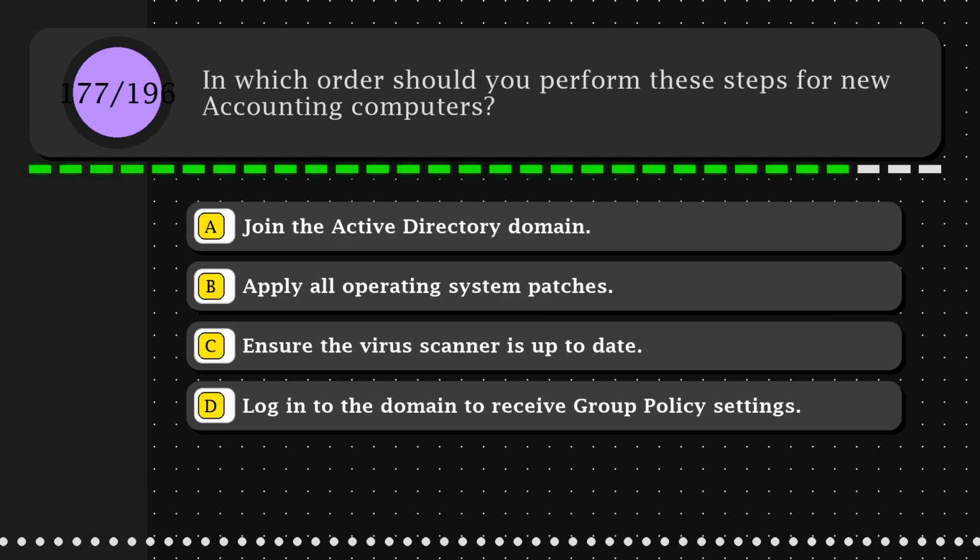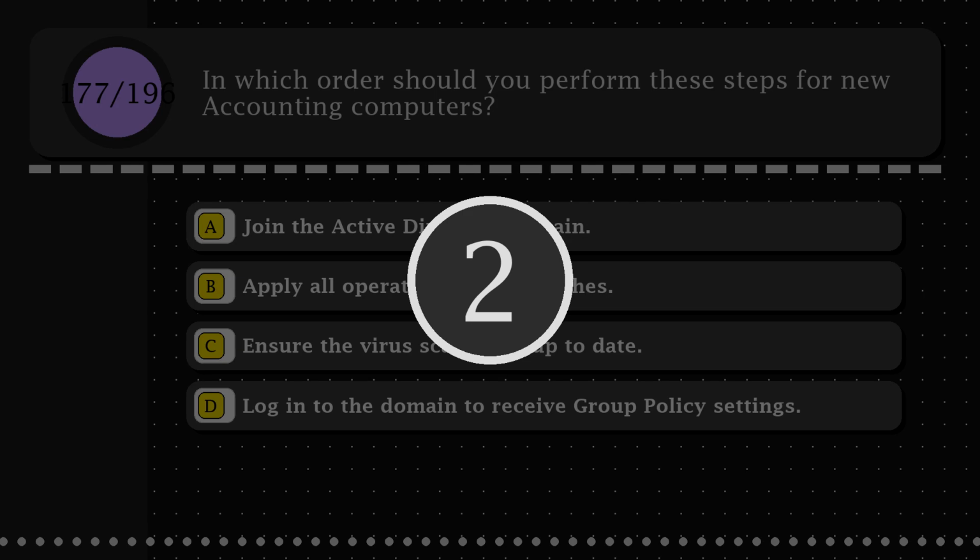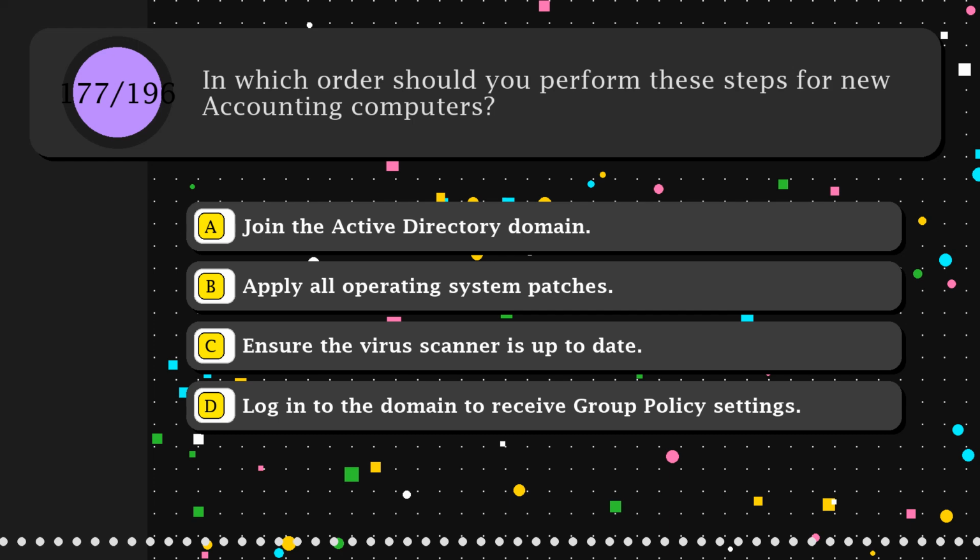Question 177. In which order should you perform these steps for new accounting computers? Option A. Join the Active Directory domain. Option B. Apply all operating system patches. Option C. Ensure the virus scanner is up to date. Option D. Log into the domain to receive group policy settings. The correct answer is option C, B, A, D, E.